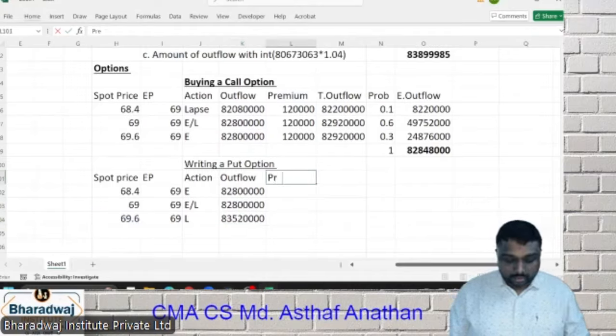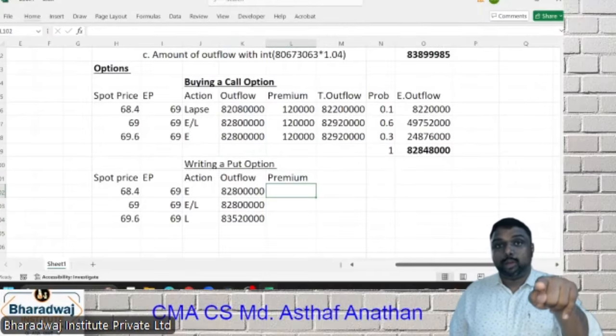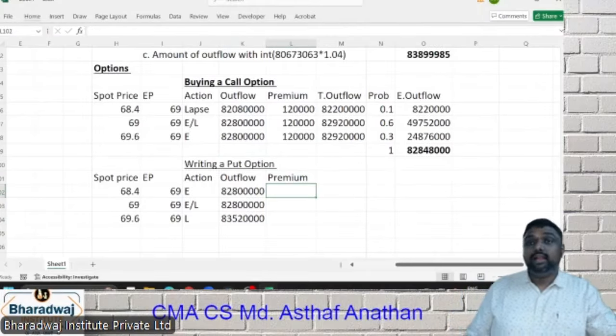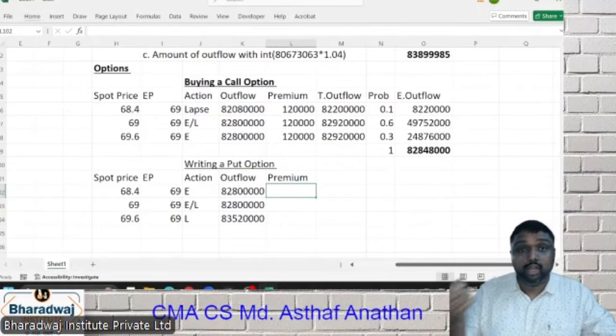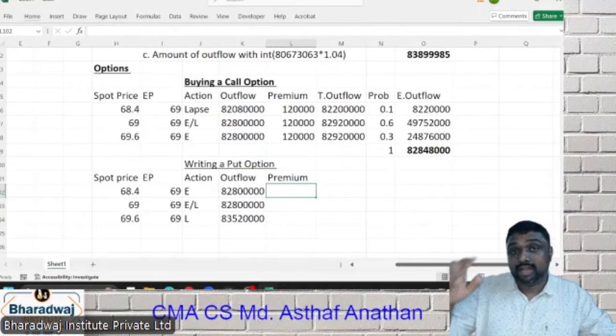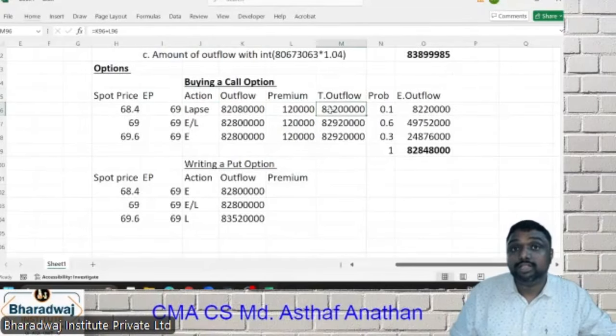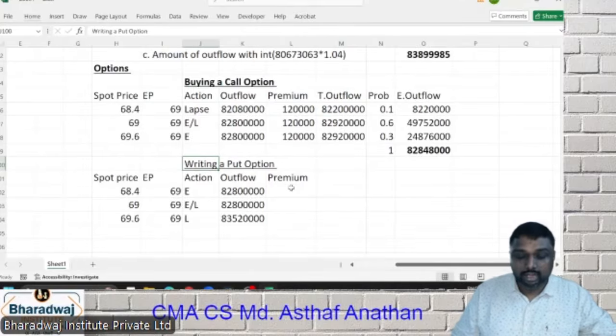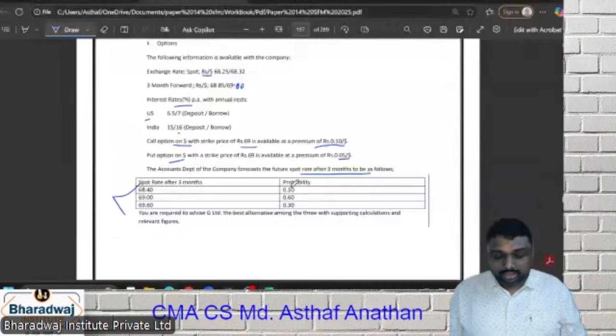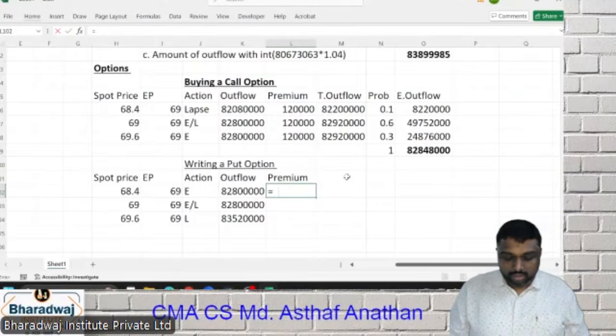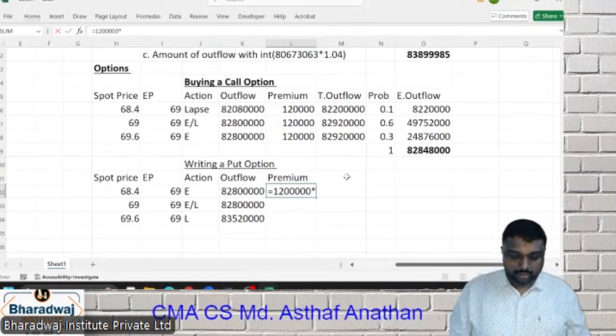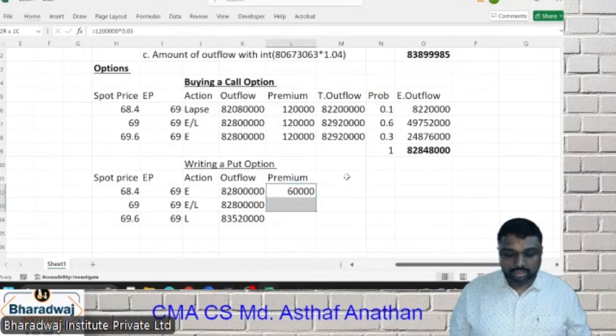And here, the premium: you are writing a put option. In the regular class, we have learned that if you are a seller or a writer of any option, you will get the premium because the other party has to pay. Because when buying, we add the premium since it's an outflow. But for the other person, it is an inflow. Yes, the other person is the writer, so he is getting a premium. So what is the premium? 0.05. So 1,20,000 into 0.05. So this is the amount.